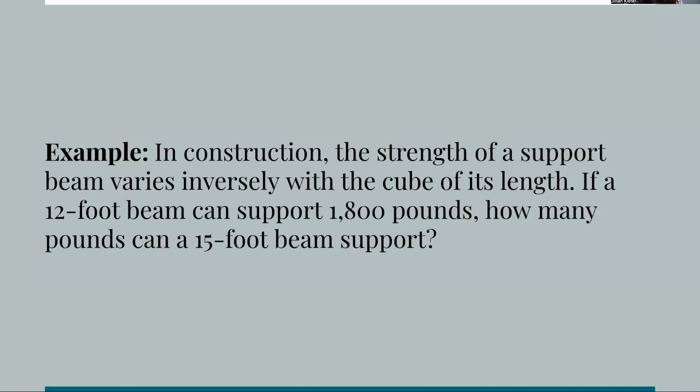We say in construction, the strength of a support beam varies inversely with the cube of its length. So it is inverse, so we're using the inverse variation, but then also we're told the cube of its length. If you don't quite know what that means, cube means to the power of 3. The power of 2 means squared. Square is a 2D object, but cube is the 3D version of it. 3 dimensions, 3 units, so 3 power. So that means it's the length to the power of 3. That's an important part to notice there.